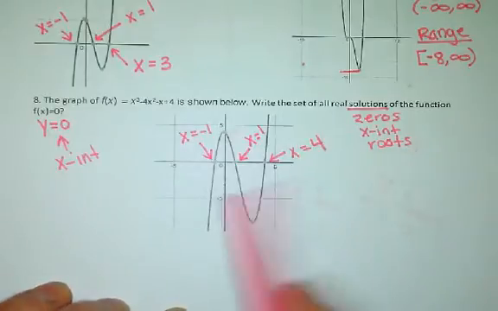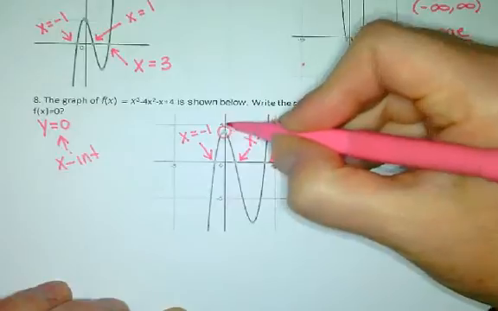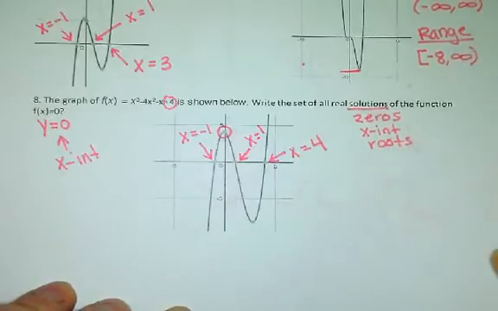Now, I know this question doesn't talk about the y-intercept, but do notice that this is where it crosses the y-axis. So that is your y-intercept. So your y-intercept is 4.